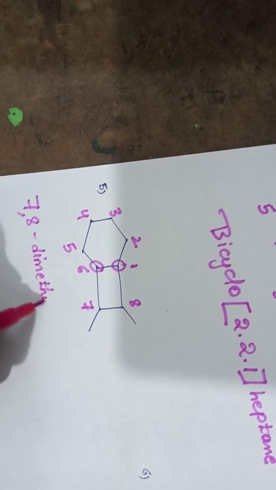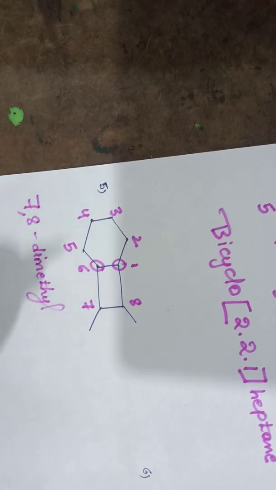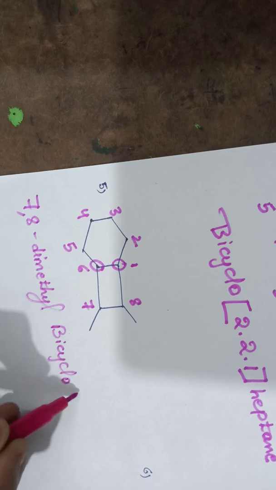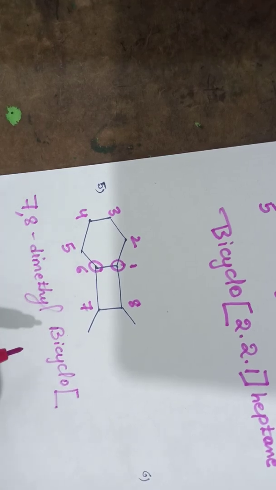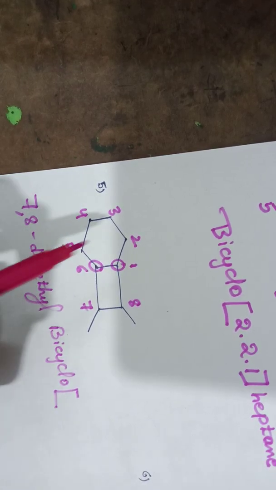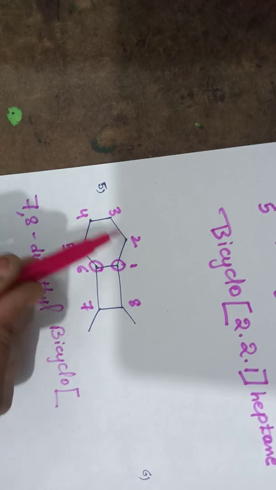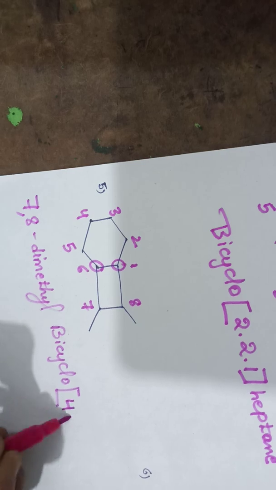dimethyl. Now the naming is as usual, bicyclo. X must be the largest string of carbon atoms other than these bridgehead carbons. Other than these bridgehead carbons we are having 4 carbon atoms. 4.